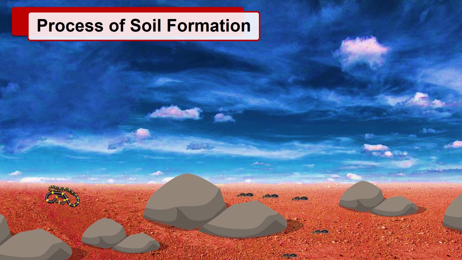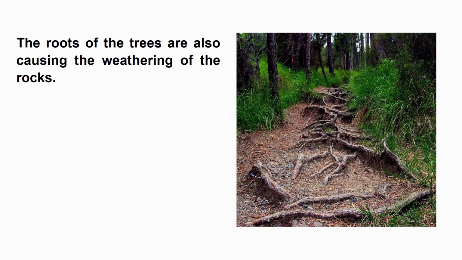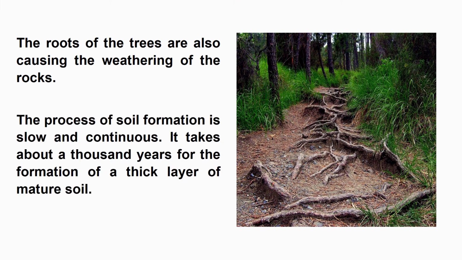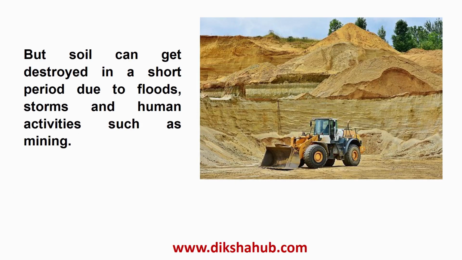Many organisms like insects, microbes, worms, and rats are found in this region. The roots of the trees also cause the weathering of the rocks. The process of soil formation is slow and continuous. It takes about 1,000 years for the formation of a thick layer of mature soil. But soil can get destroyed in a short period, due to floods, storms and human activities such as mining. In this way, the process of soil formation takes place.